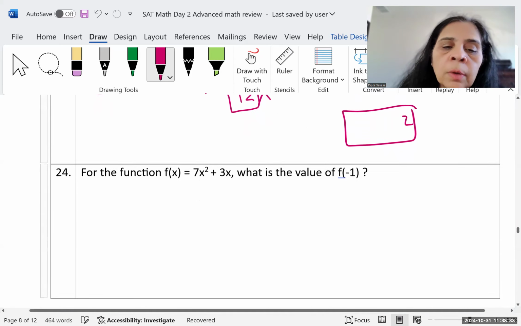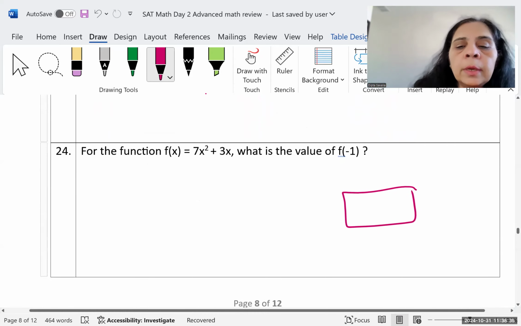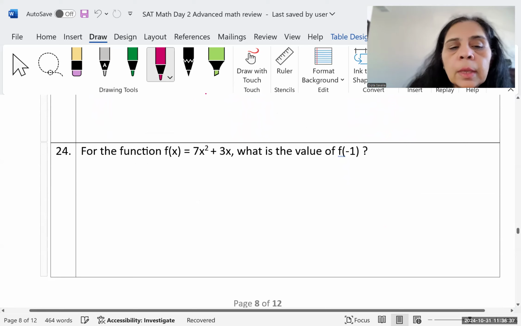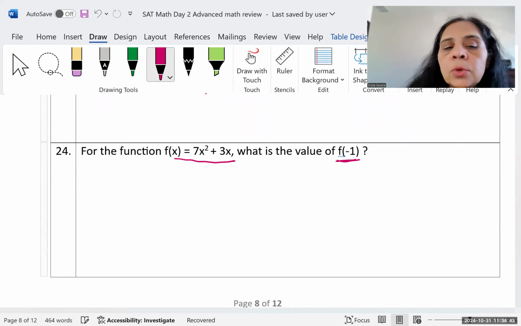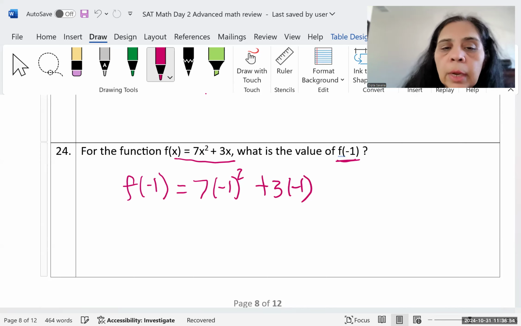Number 24, we have here a given function. What is the value of f of negative 1? This is a simple one. You can just plug in and get your answer. f of negative 1: 7 times negative 1 squared plus 3 times negative 1, right?